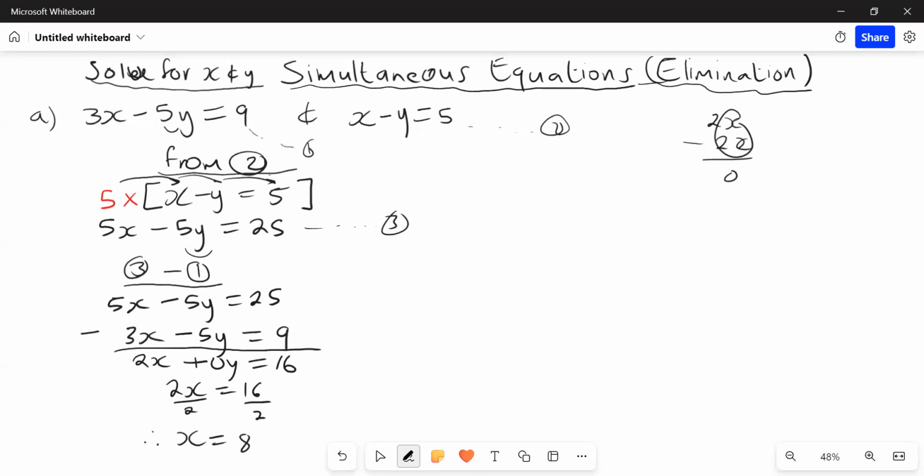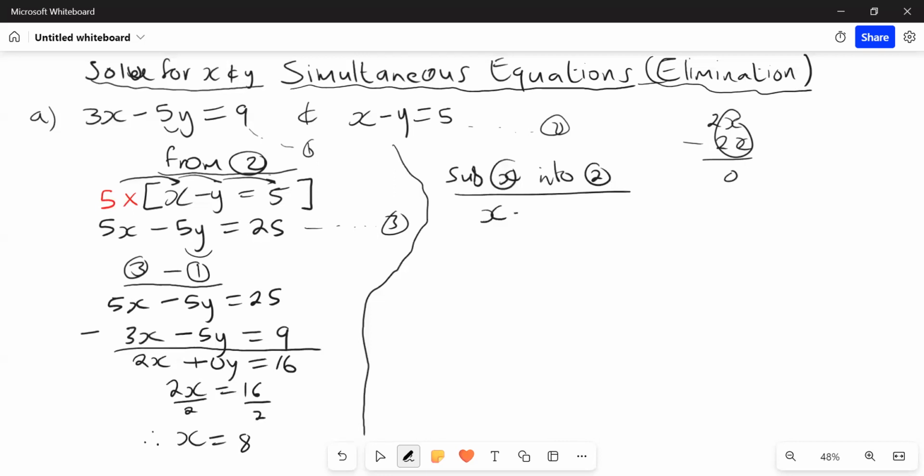We need to understand the language behind maths, don't forget that part. And then from there, since we got our x, now we need to substitute our x back into, I would say, equation 2. Let's take equation 2. So we need to substitute our x into our equation 2. So in equation 2, we have x minus y equals to 5. In place of x, we substitute 8 minus y equals to 5.